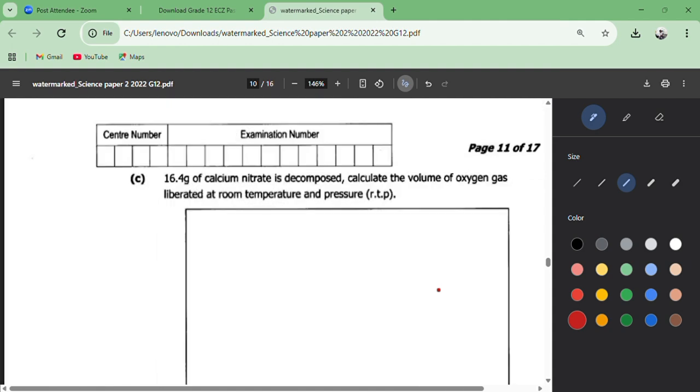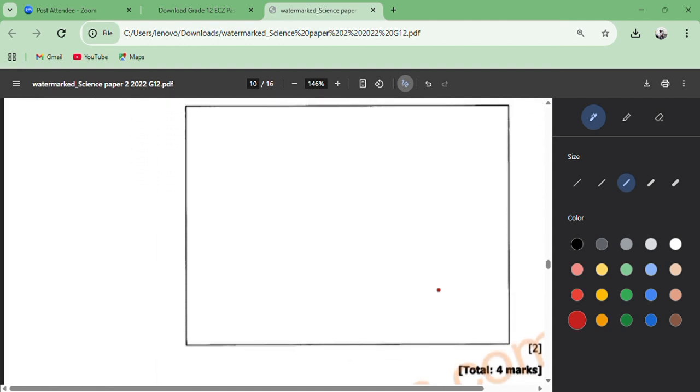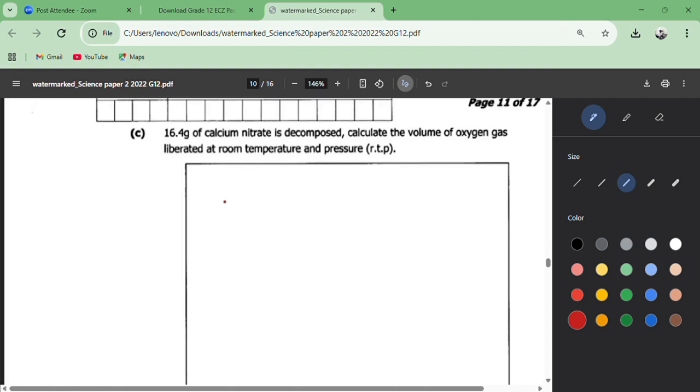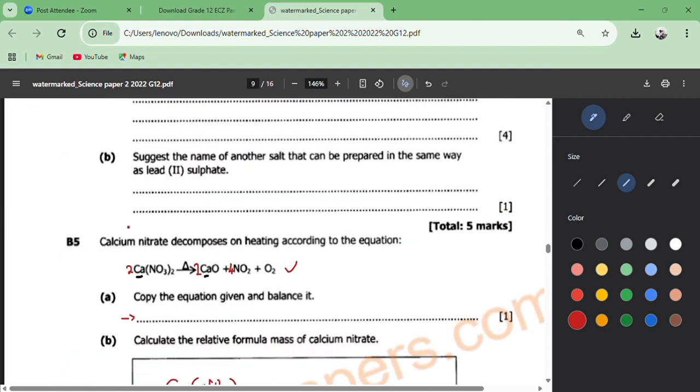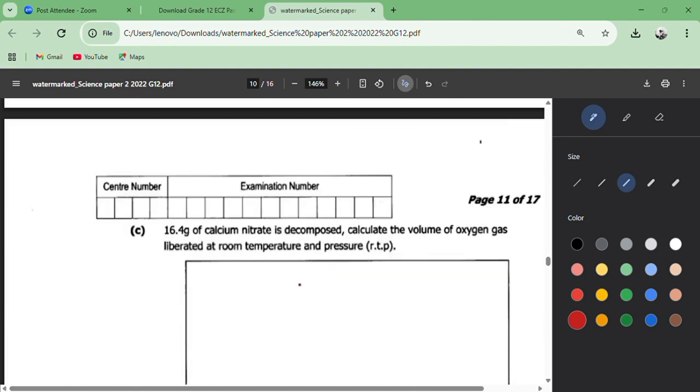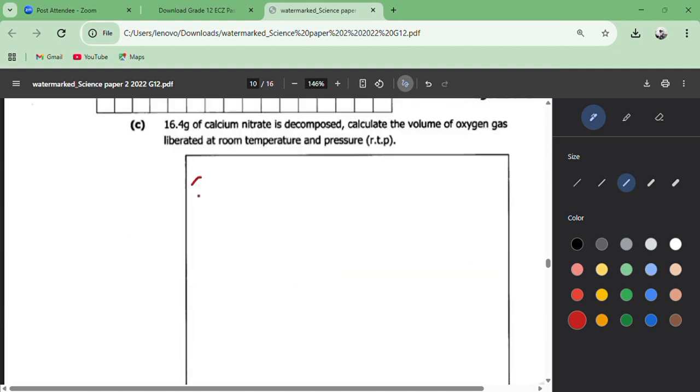Question C. 16.4 grams of calcium nitrate is decomposed. Calculate the volume of oxygen gas liberated at room temperature and pressure. So here we're going to go to the balanced equation. Let's just write it again here.